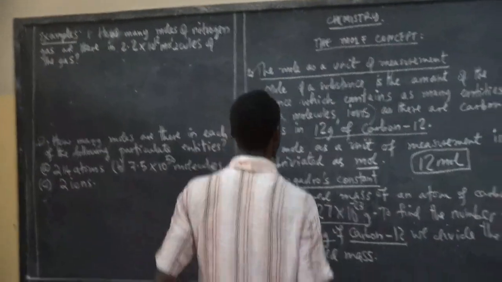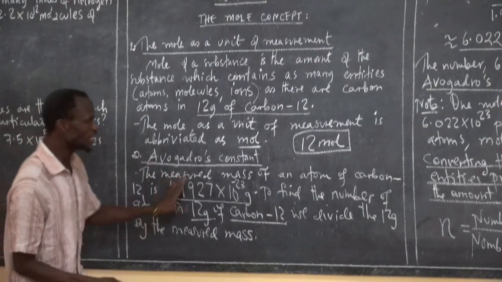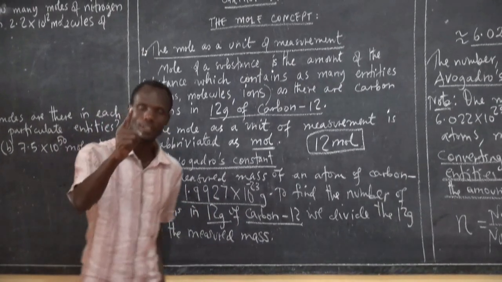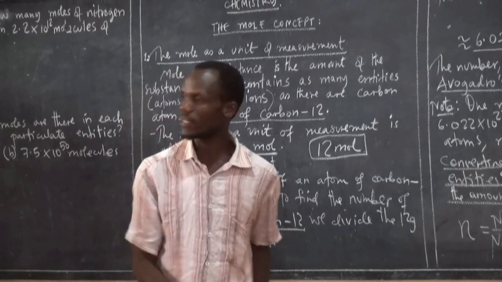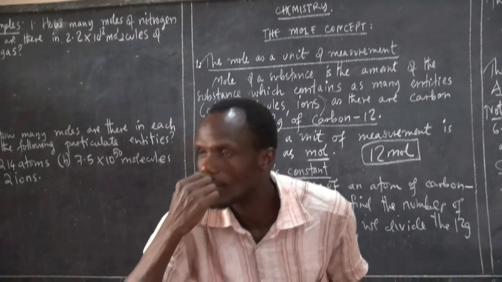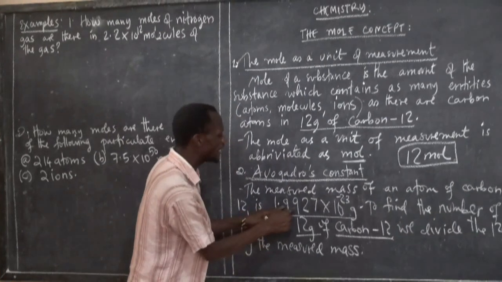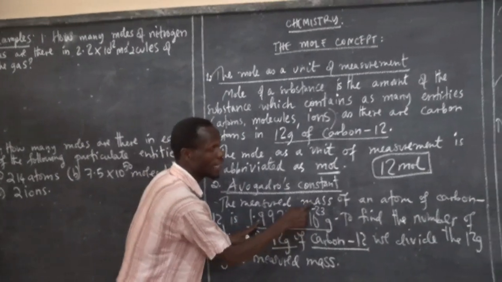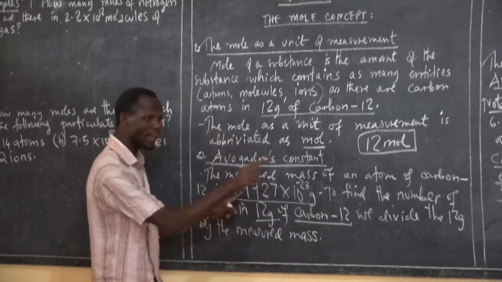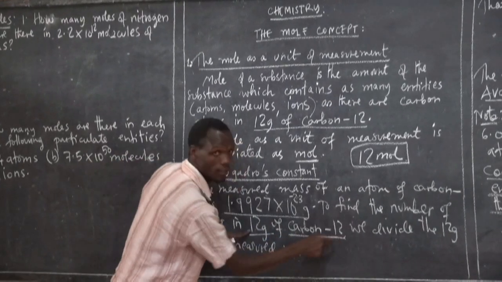This is approximately the mass of one atom. The measured mass of an atom of carbon 12 is this one. It means that the mass of one atom of carbon 12 is approximately 1.9927 times 10 power negative 23 grams. Now, to find how many atoms are there in 12 grams of carbon.